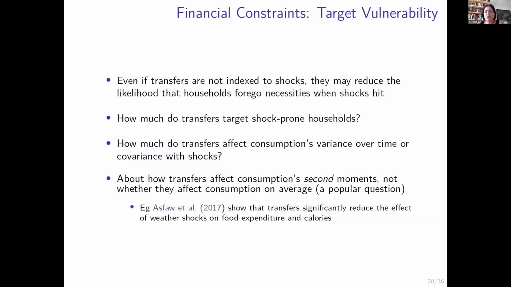Okay, it's about how it affects the variance of consumption over time. The one closely related study is by Asfaw et al. in 2017, showing that transfers do reduce the effect of weather shocks on food expenditure. So we do see a bit of improvement in resilience, but there's still a lot of work to be done to think about whether they really do improve resilience by looking at these second moments of consumption. And I think that's really the test of whether they're helping with vulnerability to individual shocks.